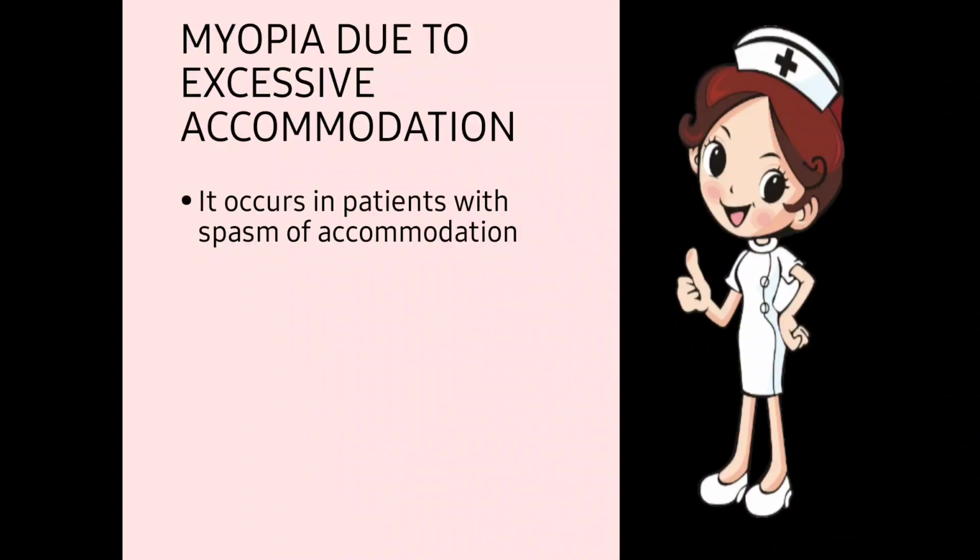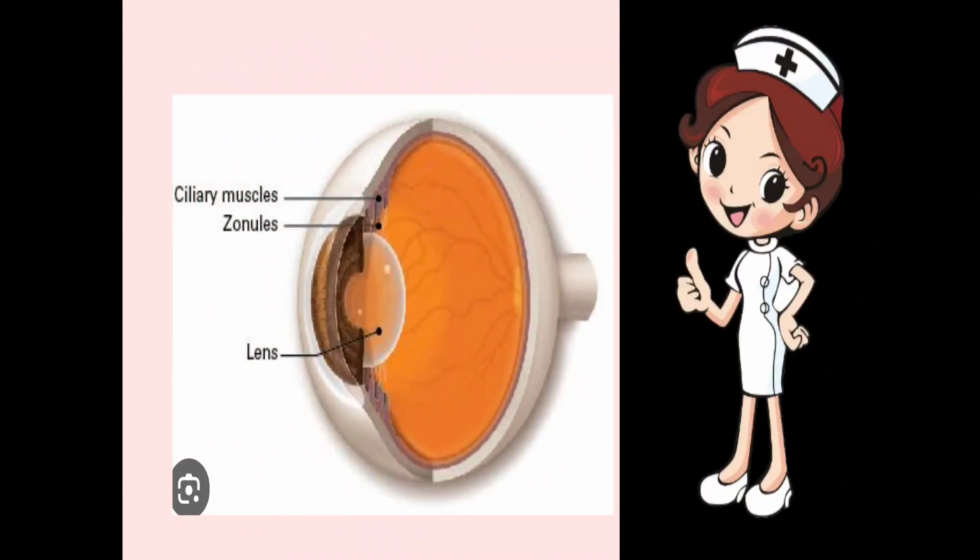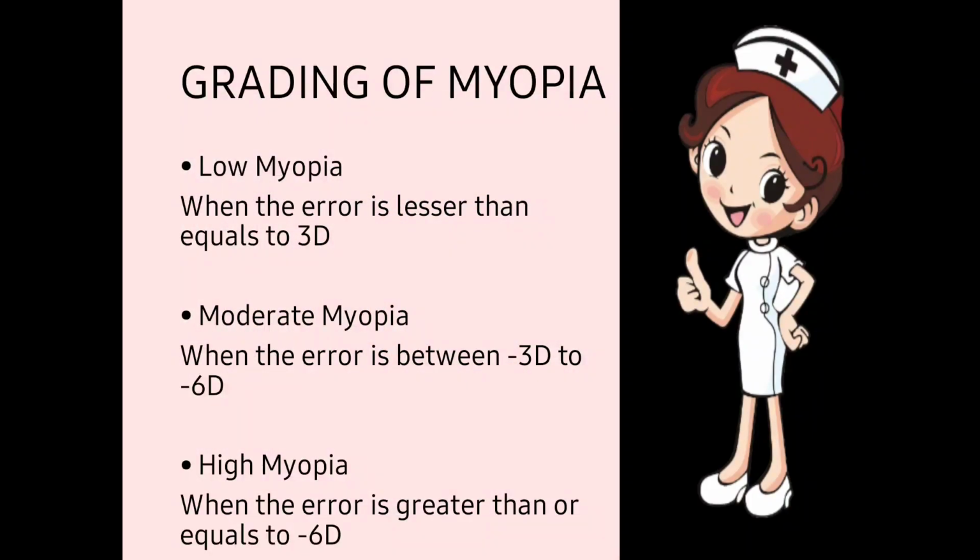Next one, myopia due to excessive accommodation. Sometimes it occurs in patients with spasm of accommodation. These patients accommodate excessively, and their accommodation becomes very excessive, due to which myopia develops. Accommodation is done by the ciliary muscles and the zonular fibers, and the lens contracts as well as relaxes due to both of them, which get attached to the lens.